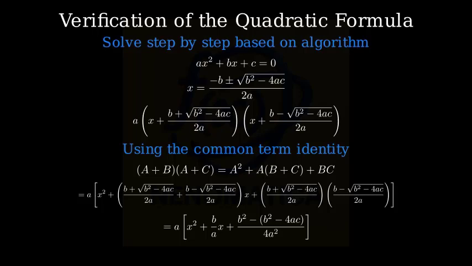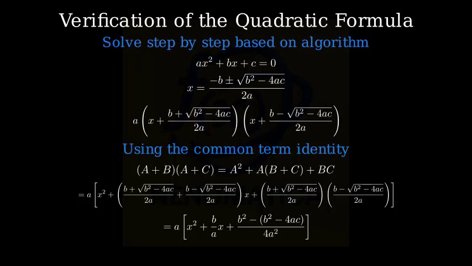This simplifies to 2b over 2a, or just b over a. For the constant term, let's multiply the two fractions. We get b plus square root of b squared minus 4ac times b minus square root of b squared minus 4ac, over 4a squared.